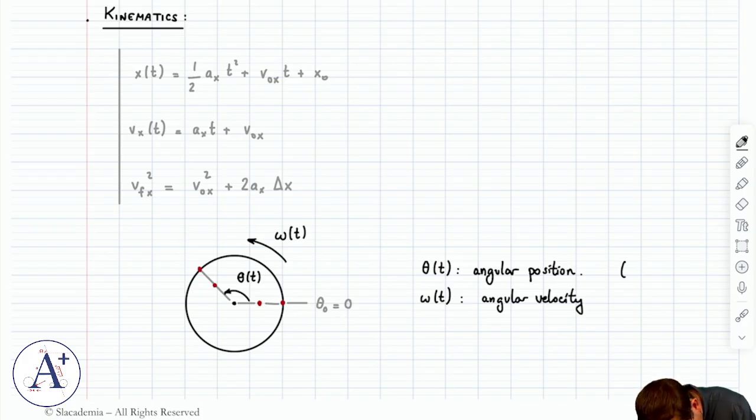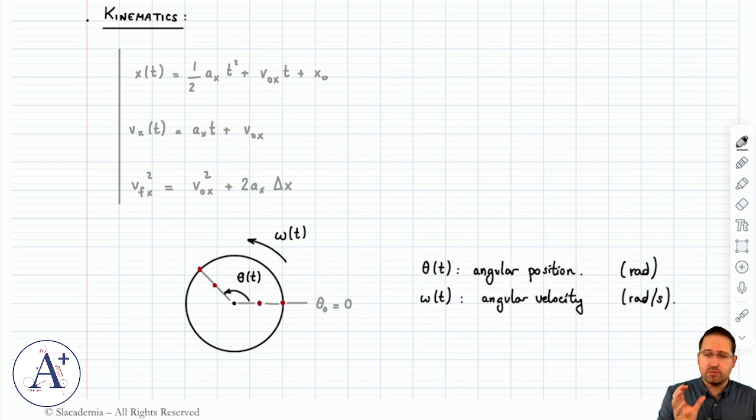Okay, now by the way, theta of t is going to be in radians. It tells you the total number of radians that you've swept through in time t, and then omega of t is going to be in radians per second, and that's going to tell you at any given moment how many radians per second you are sweeping through. So how fast are you spinning, really?